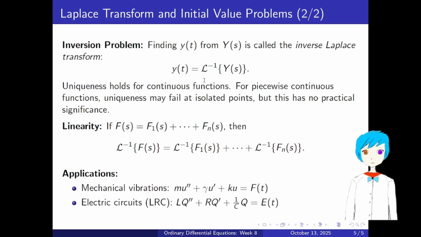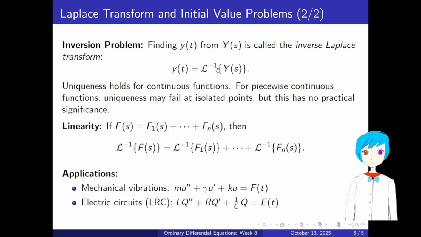The inverse problem, which is to find the original function given its Laplace transform, could be more complicated. But if two continuous functions have the same Laplace transform, then they should be identical to each other. This is quite helpful because using the uniqueness theorem, we can guarantee that if we invert the Laplace transform, we get the solution to the ODE.